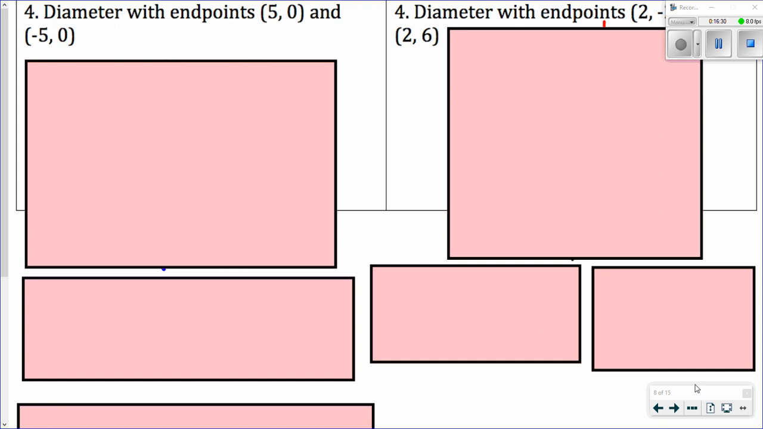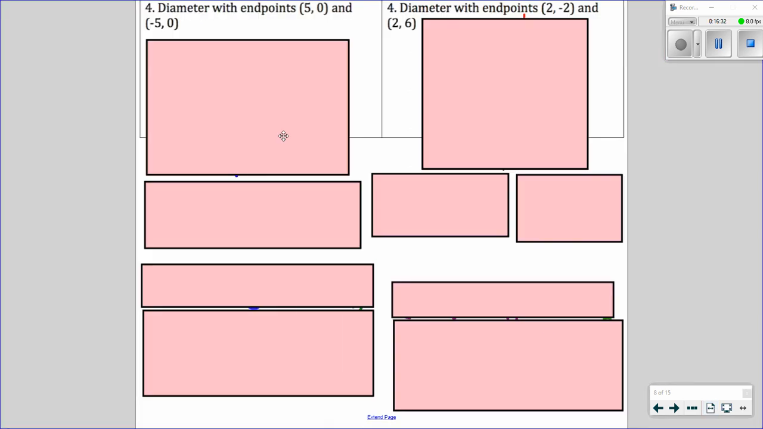Alright, let's do another one. We got a diameter with the endpoints of (5, 0) and (-5, 0). Alright, there's a diameter. We need to have a radius. And they gave us the endpoint. You could use the distance formula to find the distance and then split it in two.